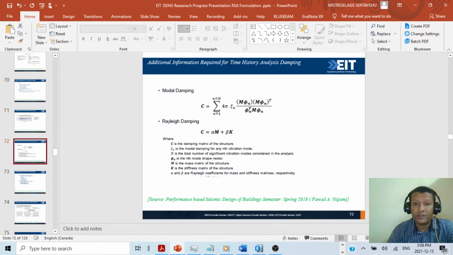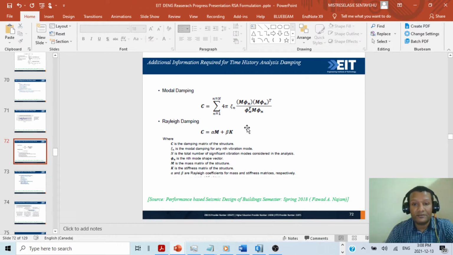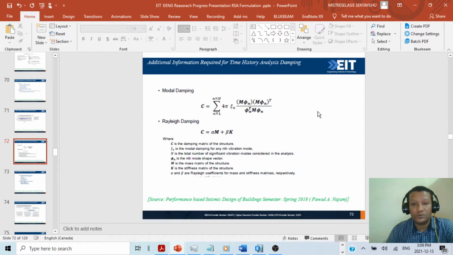Additional information required for time history analysis: damping. We have modal damping and Rayleigh damping. Both of them are supported in ETABS, and the derivation and the equation were discussed in the dynamics course.